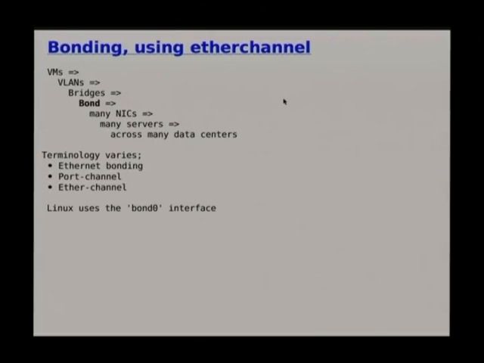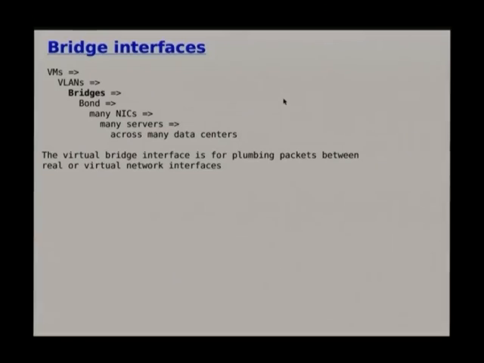Now, on Linux, you've got this really nifty thing called channel bonding, or Ethernet bonding, or port channel, or EtherChannel. There's a lot of different terminology for this on different network hardware. So on Linux, you use the bond0 interface to group together a bunch of network interfaces. Bridges, we all know what bridges are. You plumb your network interface into your VMs, the virtual network.